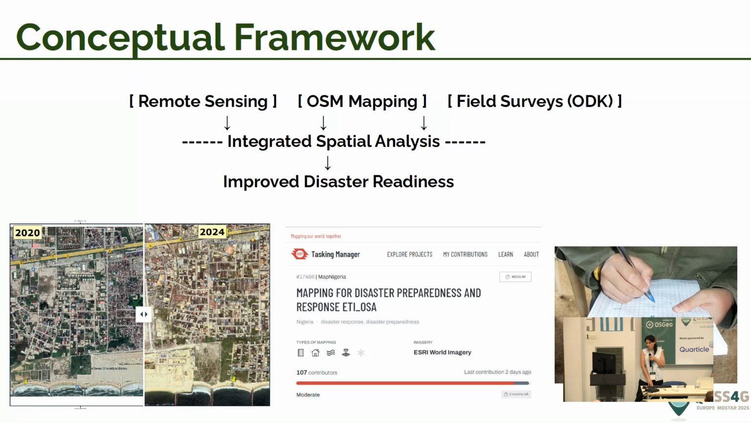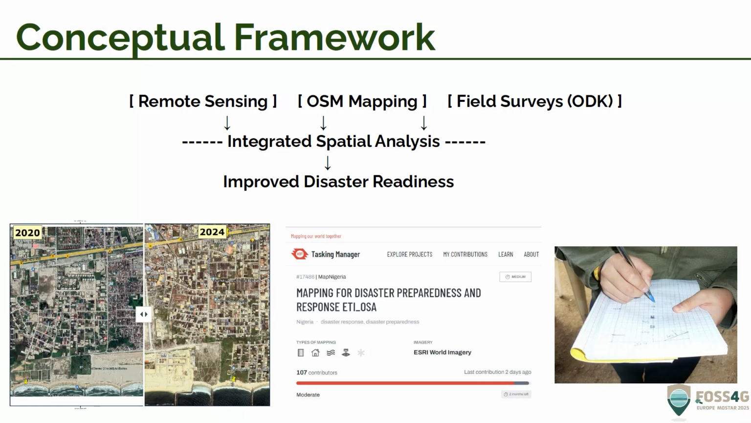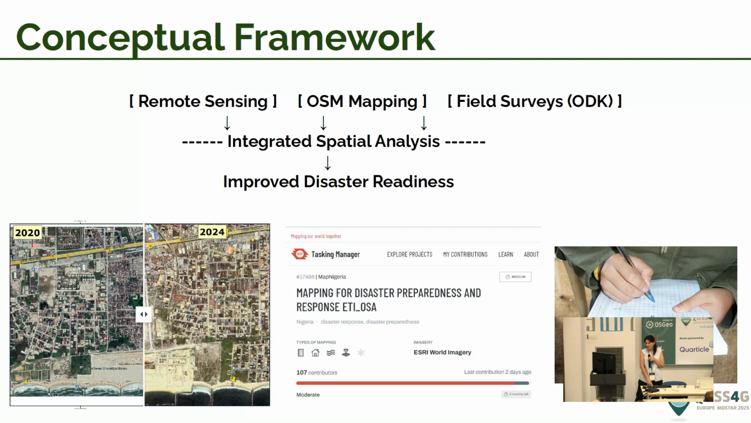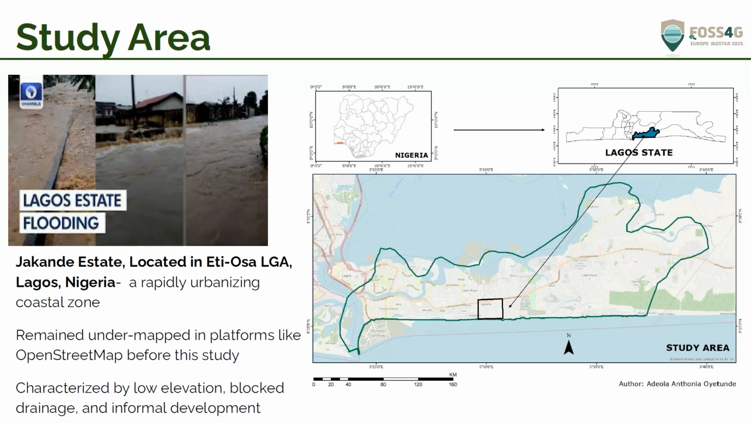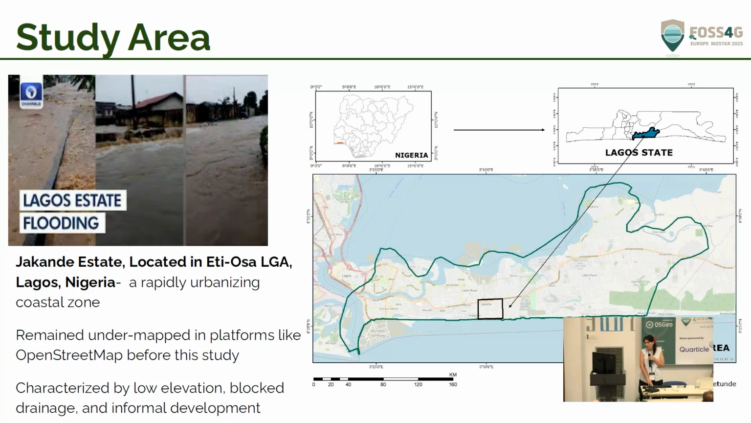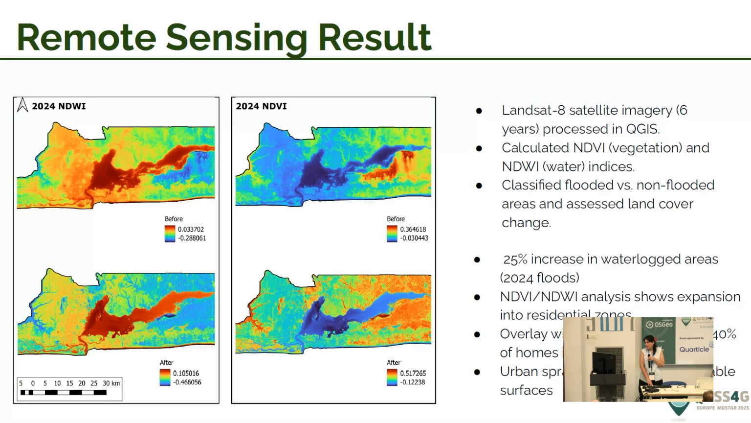As I mentioned, we use three main types of data in our framework, looking at different satellite imagery, OpenStreetMap data, and field surveys to later on go into analysis to see the flood extent in Lagos in Nigeria. Lagos was chosen as a rapidly urbanizing coastal area that still, unfortunately, remained very unmapped in OpenStreetMap before we started the study, and it is categorized by low elevation, blocked drainage, and informal developments.